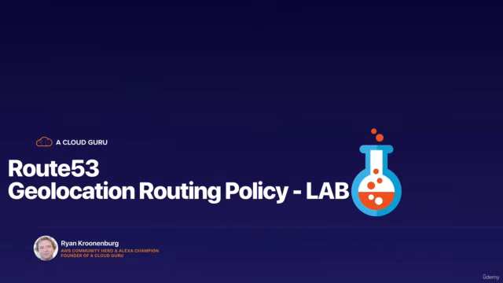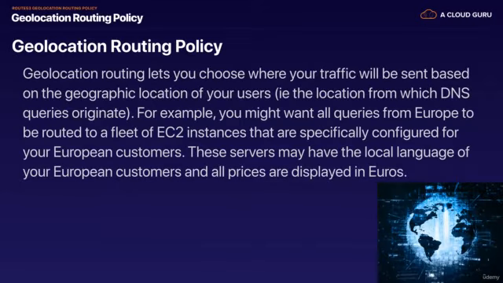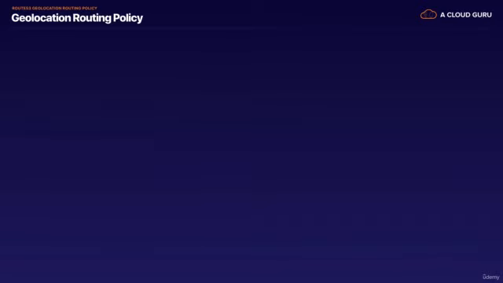In this lecture, we're going to look at geolocation routing policies. Geolocation routing policies let you choose where your traffic will be sent based on the geographical location of your users, i.e. the location from which the DNS queries originate. For example, you might want all queries from Europe to be routed to a fleet of EC2 instances that are specifically configured for your European customers. These might be little web servers that use the Euro symbol rather than the US dollar symbol, for example. And these servers might also have the local language of your European customers and all prices displayed in euros, etc. Let's have a look at how this works.